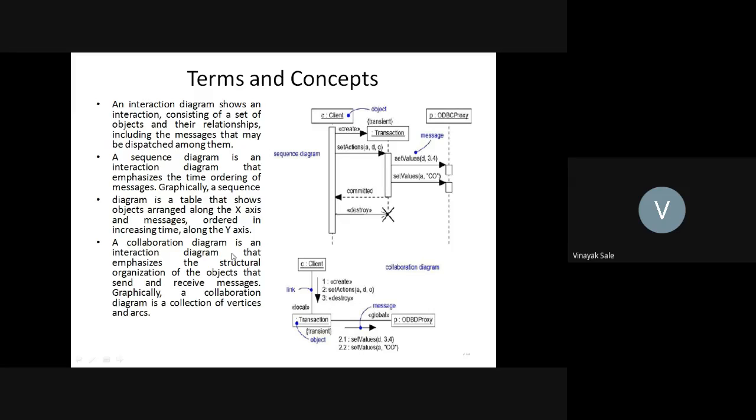So the collaboration diagram is an interaction diagram based on the structural organization of objects that send and receive messages. Graphically, a collaboration diagram is a collection of vertices and arcs, whereas the sequence diagram depends on the graphical representation in the form of x-axis and y-axis.